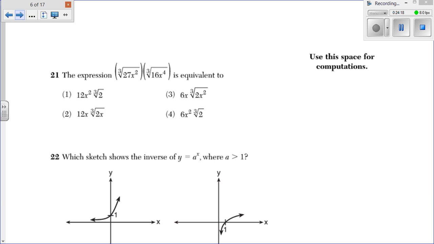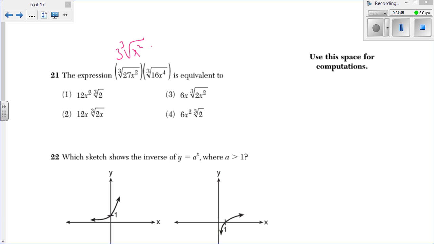Oh, the expression is equivalent to. Well, we have two choices. We can simplify then multiply, or multiply then simplify. When you're dealing with cube roots, it's probably easier to simplify than multiply. The cube root of 27 is 3. So cube root of x squared.